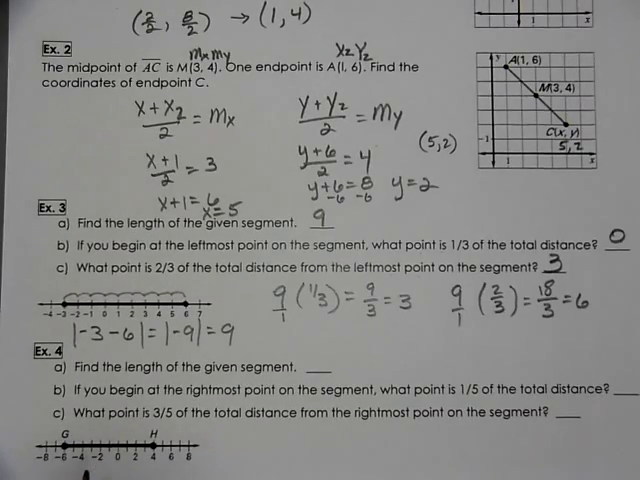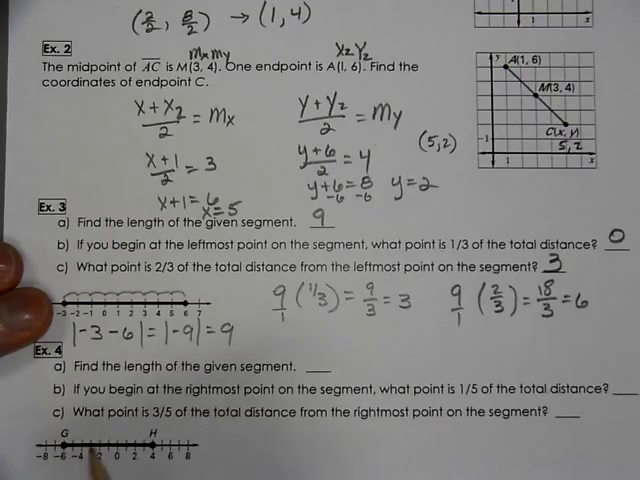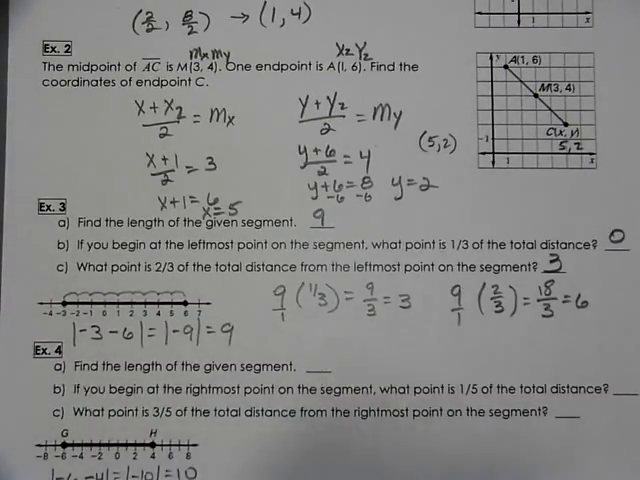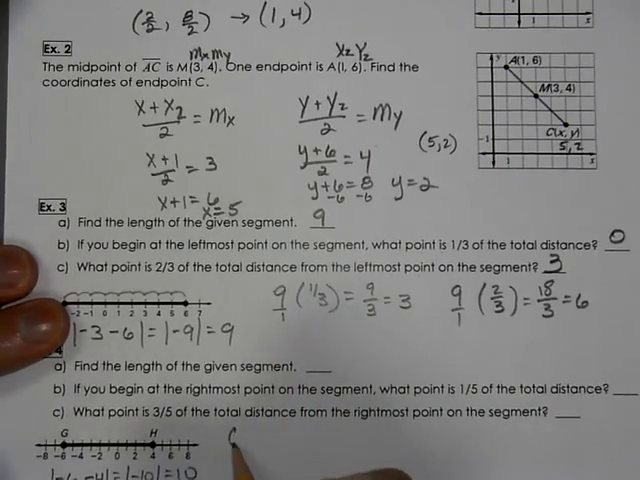From here, let's try it with this. Find the length of the segment. Well, -6 minus 4. That can be quicker than trying to count it. So we get a length of 10. So GH equals 10.